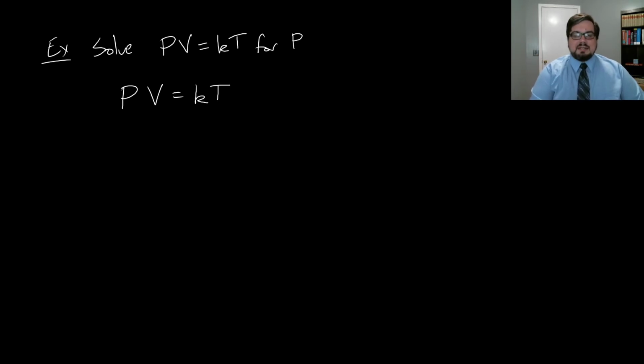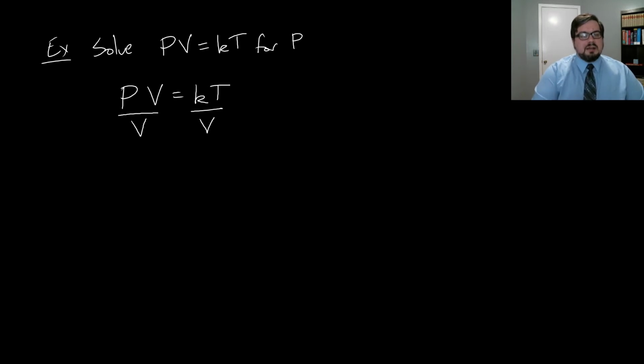Well, what's the opposite of multiplying by V? Well, we don't know what V is. But whatever V is, the opposite of multiplying by V is going to be dividing by V. So what we can do is divide both sides of this equation by V. Once again, we're allowed to do that. We're allowed to multiply or divide both sides of an equation by any number we want other than 0. But a volume of 0 doesn't make sense in the context of the problem, so we're okay.